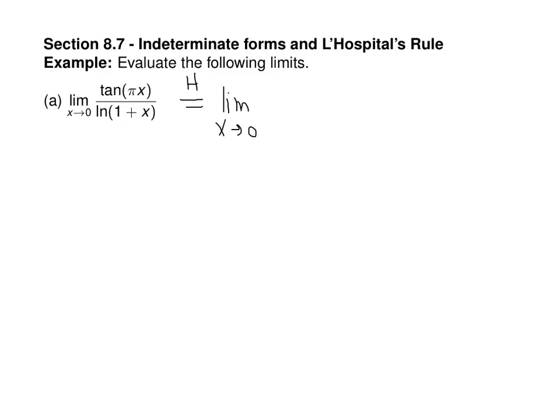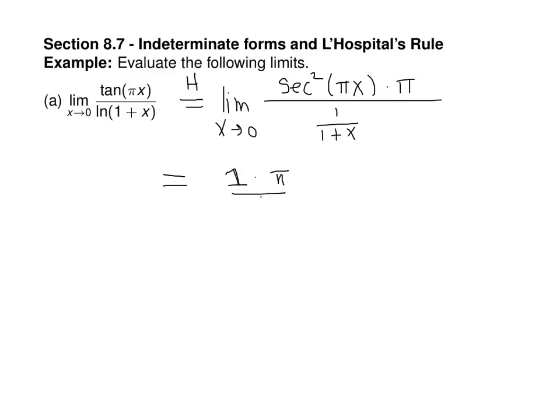Tangent's derivative is secant squared, so it's secant squared of pi x times pi over the derivative of ln of 1 plus x, which is 1 over 1 plus x. And now you can plug in 0. Secant of 0 is 1, so we'll have 1 times pi over 1. So this limit's equal to pi.